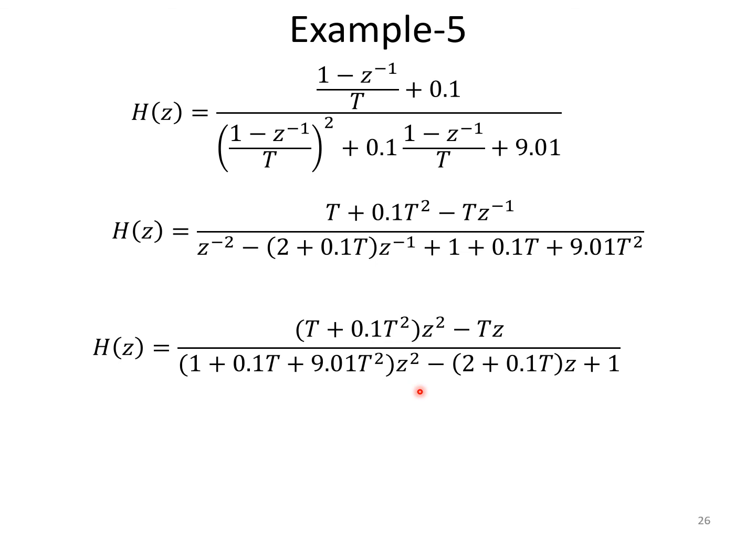It has two zeros and two poles now, right? You can see one zero is at z equal to 0, the other zero depends upon the value of T. Similarly it has two poles here.